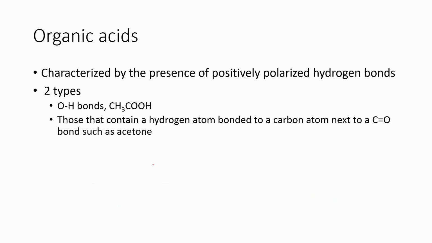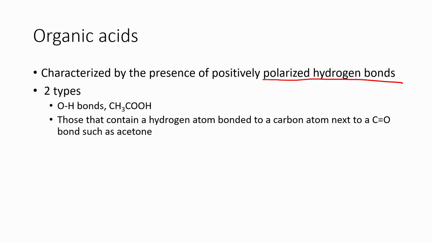Next, we have our organic acids. So these are characterized by the presence of positively polarized hydrogen bonds. We have two types of our organic acids. These are fairly similar in structure to one another. That is why they can easily be distinguished from other compounds.